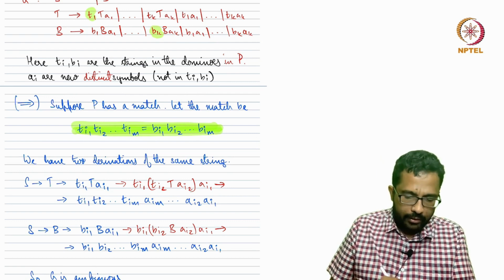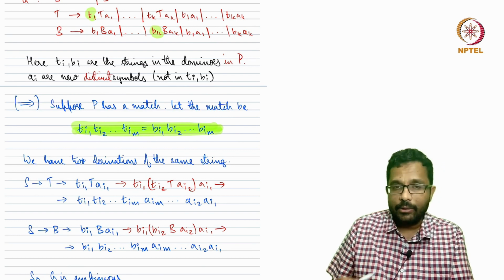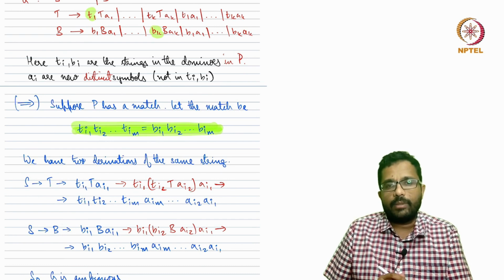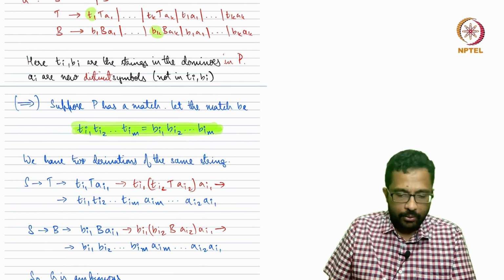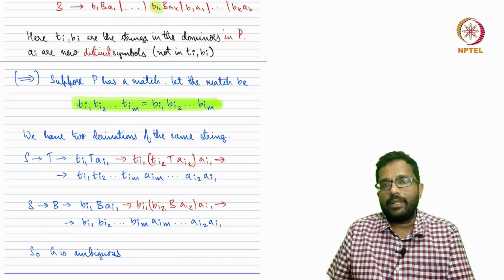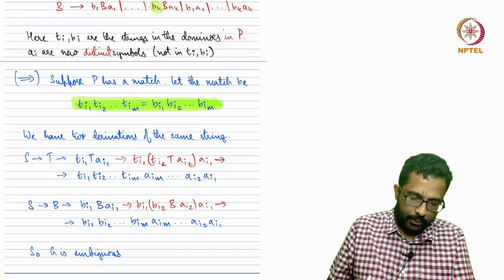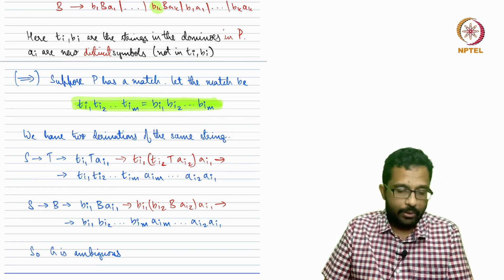So we have one string with two derivations, and these are clearly two derivations because the first step itself is different: S gives T and S gives B. So this means that the same string has two derivations. That's the definition of the grammar being ambiguous, right? So that completes the proof that PCP has a match implies that the grammar is ambiguous.